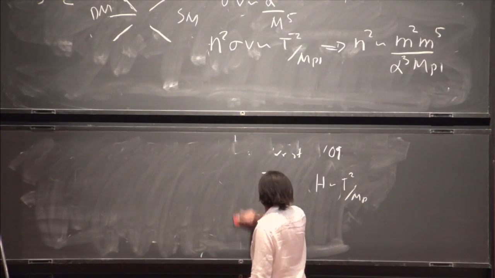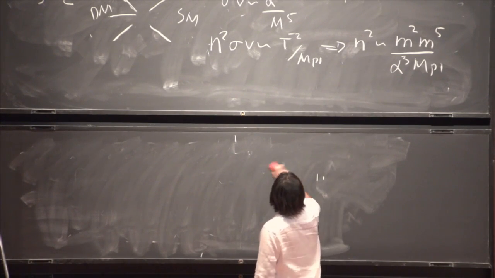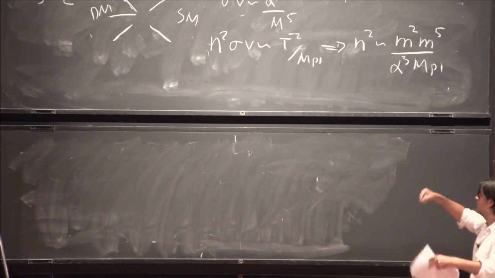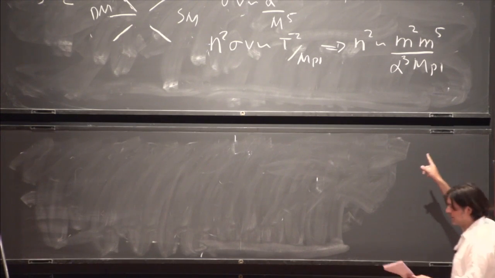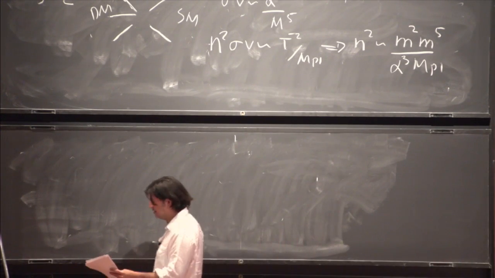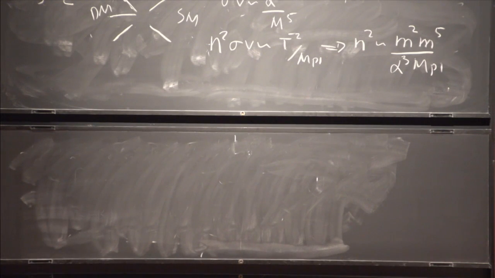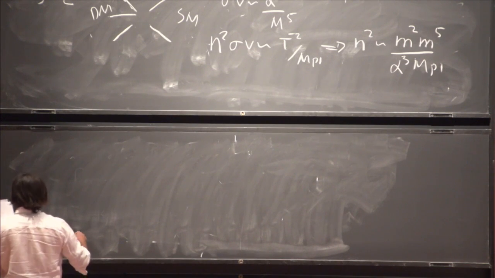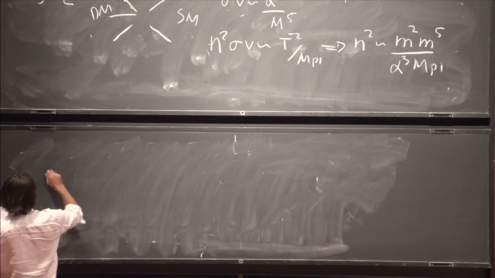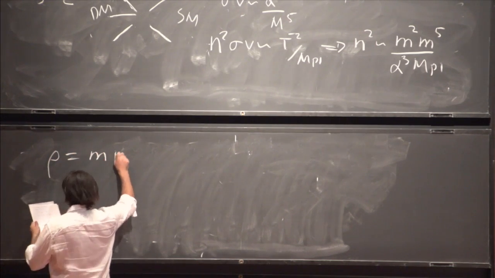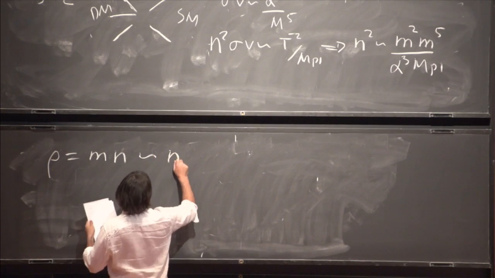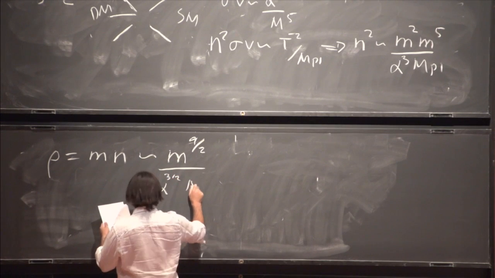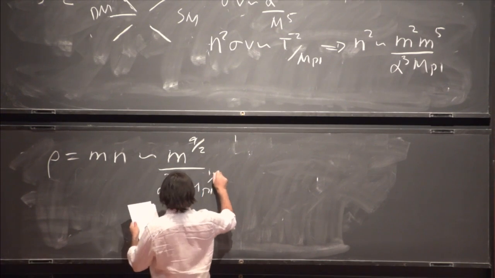So I'm just going to repeat that exercise that I did for the case of WIMPs. So n squared sigma v is T squared over m Planck. You imagine that the temperature of freeze out is approximately the mass of the particle in question, which I'm assuming here is the same as the mass scale that's setting the cross-section, which needn't be the case. But for simplicity, that's what we're assuming. And then I asked the question about rho. So rho, which is m times n, which then goes like m to the 9 halves over alpha to the 3 halves m Planck to the 1 half.